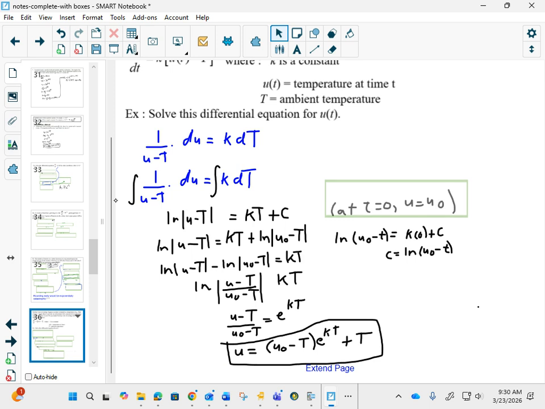I'll write this down. So at time is equal to 0, our u is equal to our initial value. And plugging those things in allows you to solve for C, and then I plug that C value into my equation.